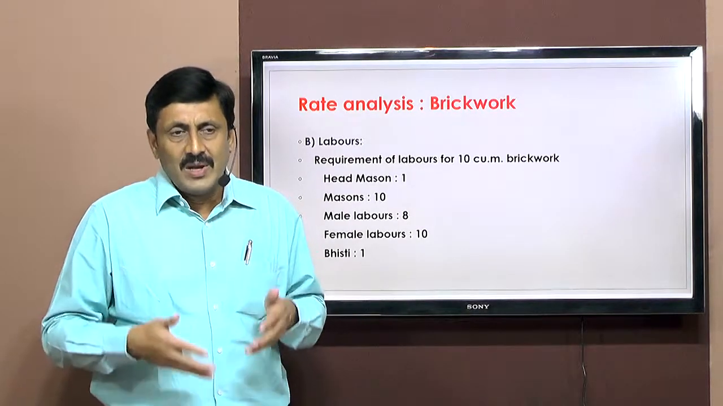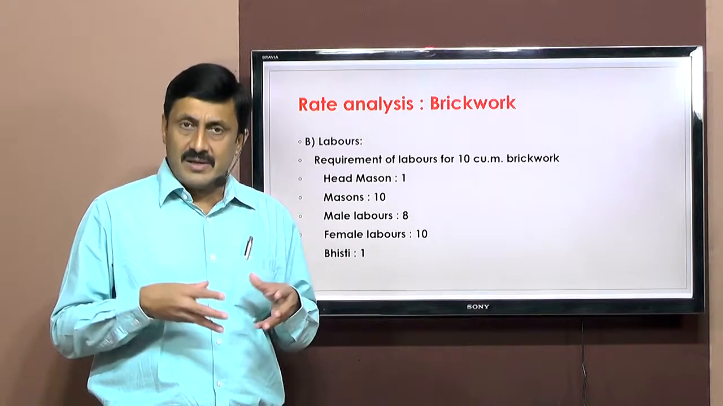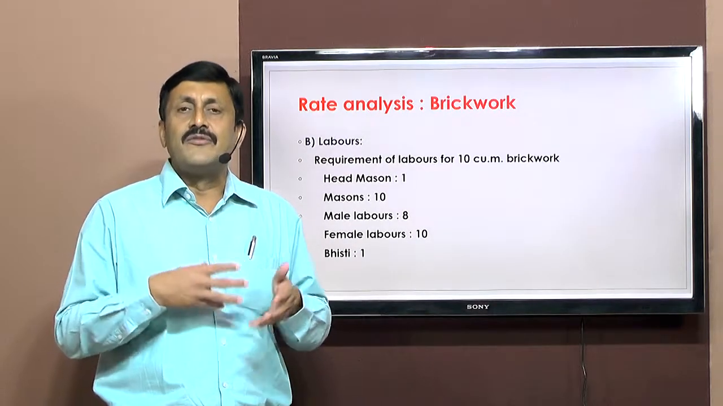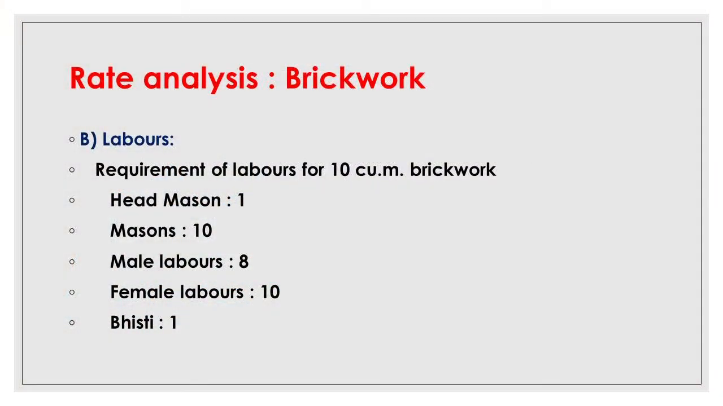So normally male labors which are required for the execution of this 10 cubic meter brickwork are 8, and female labors which are required for this 10 cubic meter brickwork are slightly on the higher side, that is equal to 10. So all these are approximations. Number of male labors, number of female labors: 8 male labors are required, 10 female labors are required.